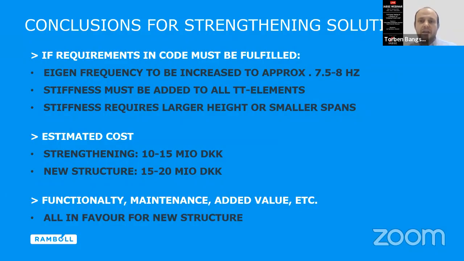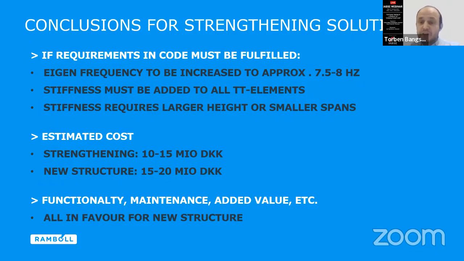Now, we then investigated various strengthening solutions with the club, and it was very difficult to fulfill the requirements of the new code with the dynamic load model that we saw in the previous slide. We would have to at least increase the natural frequency from 5.4 hertz to 8 hertz, and that had to be done for all TT elements, and we had 100 of those. So strengthening solutions were expensive, like a global strengthening solution.